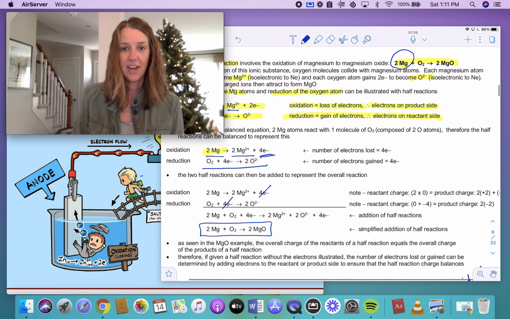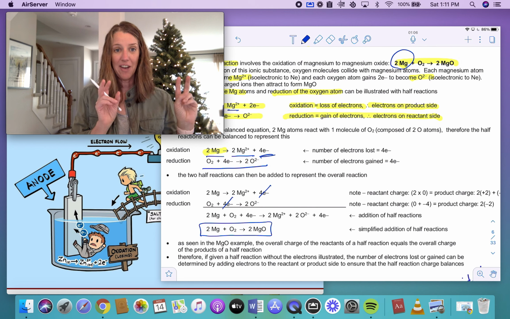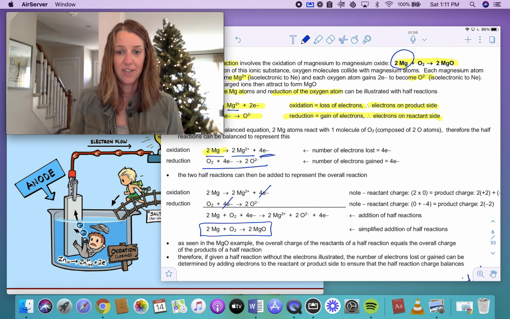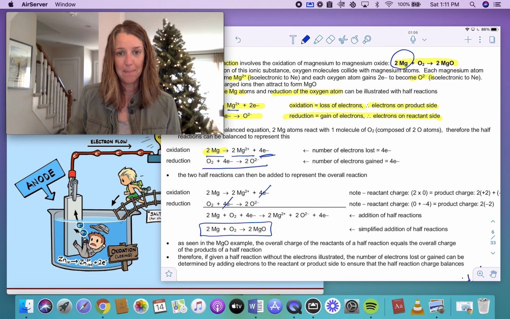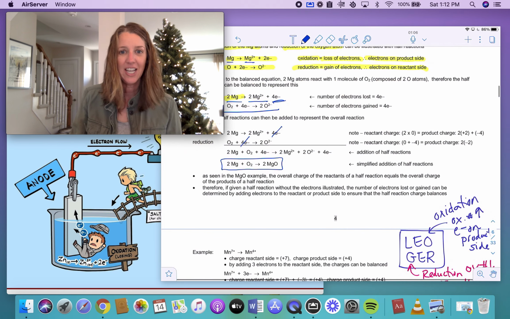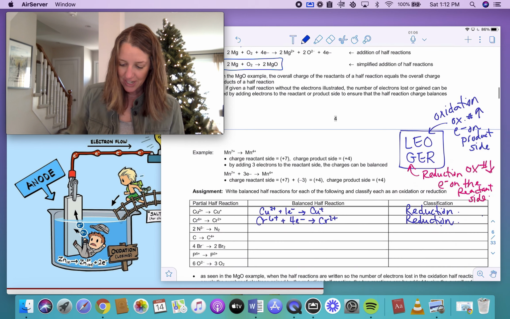This again is the one that I started with. All I did was figure out which one was lost and gained. I separated the 2 half reactions where one's oxidation and one's reduction, added them up, accounted for the balancing of my electrons, and then you can see overall no charge because my electrons have been lost and gained the same on each side. Okay. Again, what's that called? That's called balancing half reactions, okay? Let's look at this one.